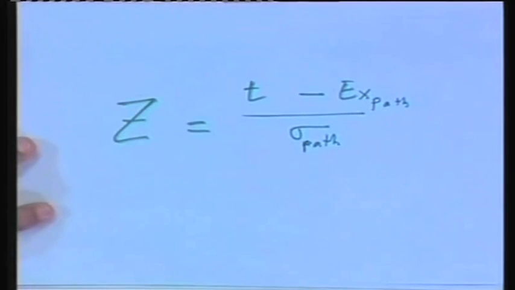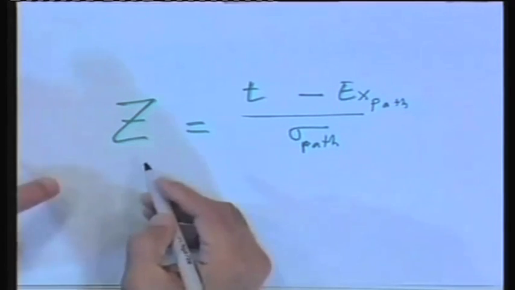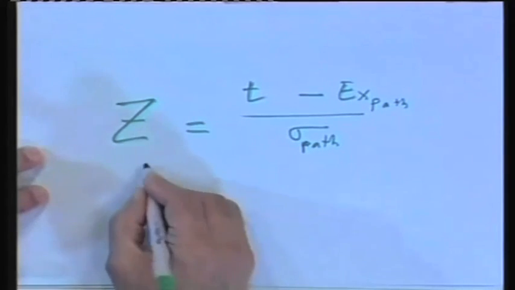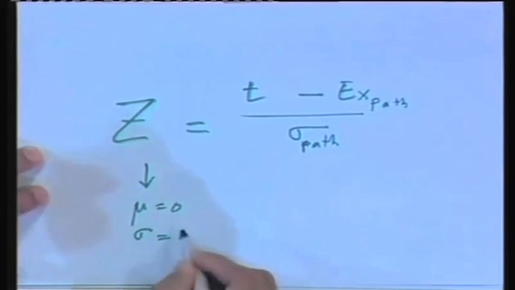This little formula converts the total finish times for the project into a z variable. And what is the distribution for the z variable? It is the standard normal variant. What is its mean? Mean is 0. Excellent. Mean is 0 and sigma 1.